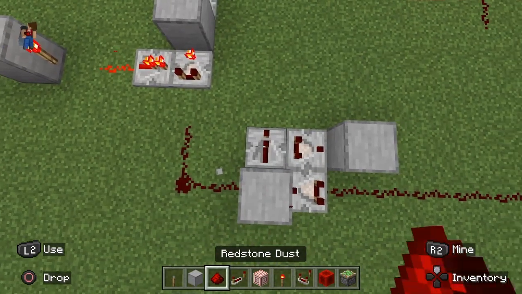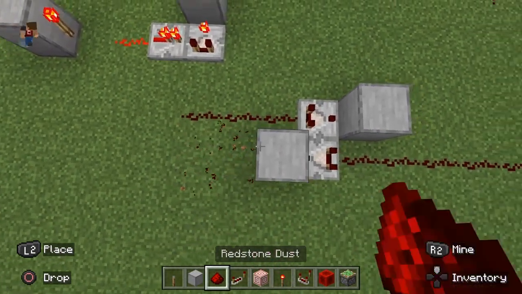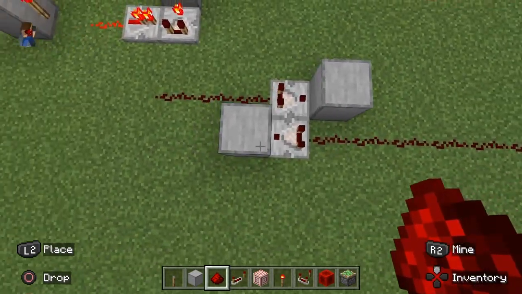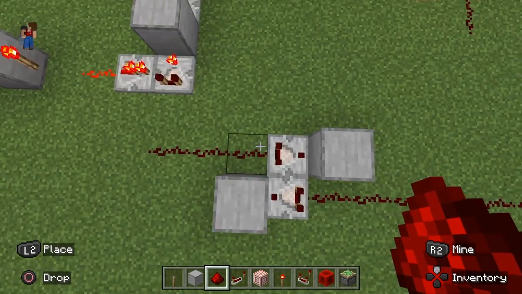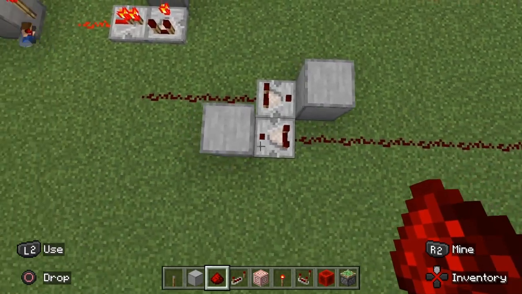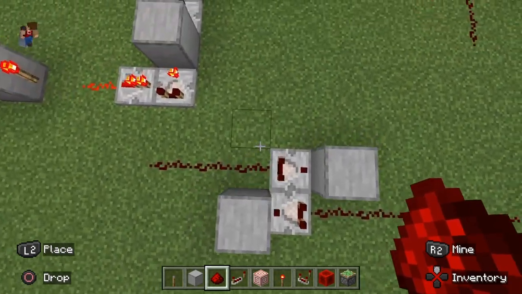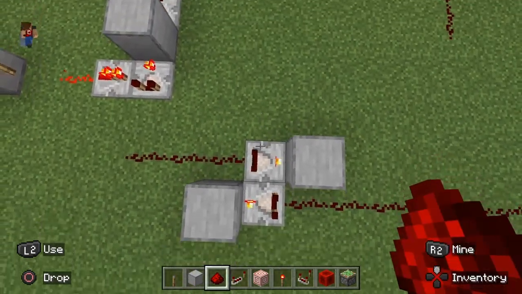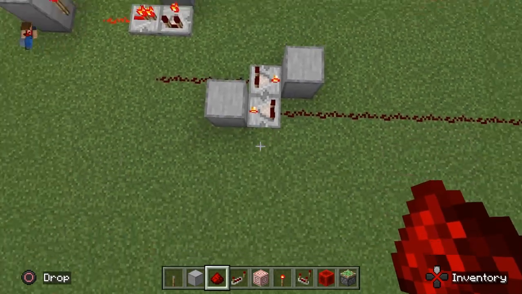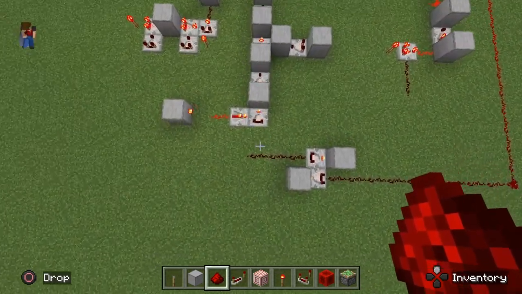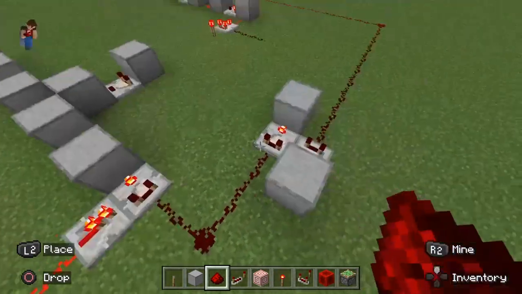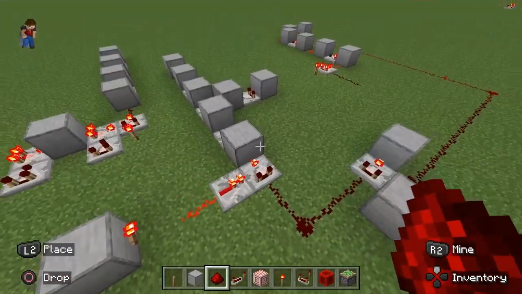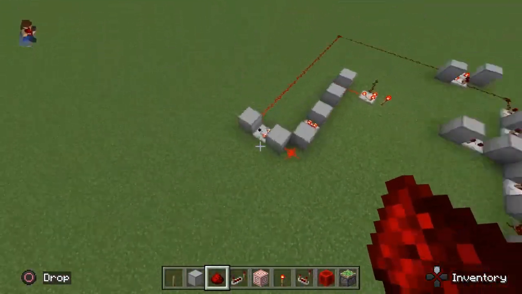So how this works is that when you put in a signal strength, it powers this, which powers this, and then which powers this. So it keeps going in a loop of the exact same signal strength until you reset it by powering either of these with 15. And then this thing goes into from each of the outputs.